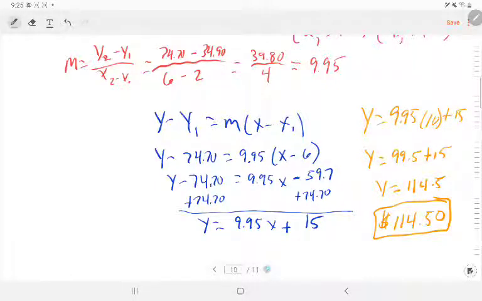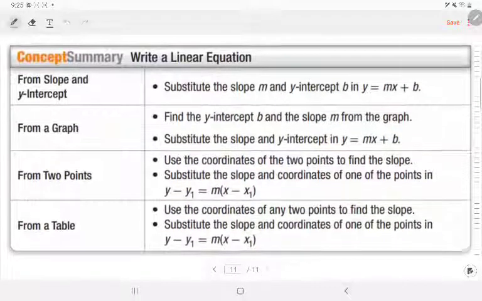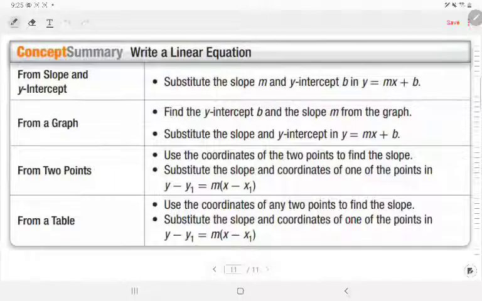All right. So lastly, I just included this to help you out. From slope and y-intercept, you can substitute the slope m and y-intercept b into y equals mx plus b. That's all you have to do to write a linear equation. From a graph, you find the y-intercept, the b, and the slope m from the graph. You can substitute the slope and y-intercept into y equals mx plus b. That's all you have to do.